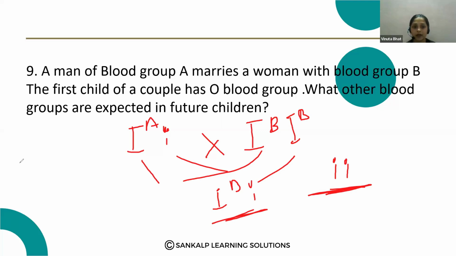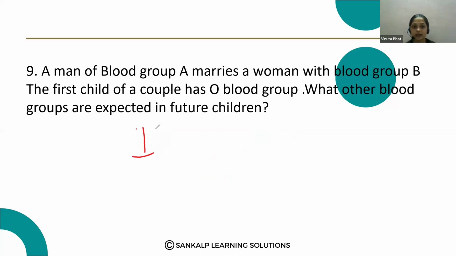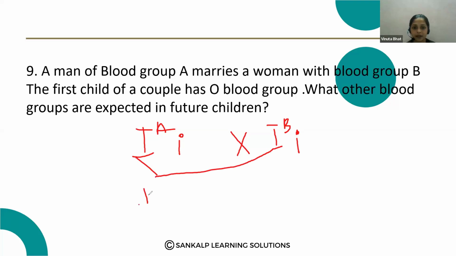So there is no chance of blood group O. So I will take both as heterozygous conditions, that is, crossed with the B blood group woman, which is a heterozygous condition. Now check it once. IA IB, IA, AB blood group.